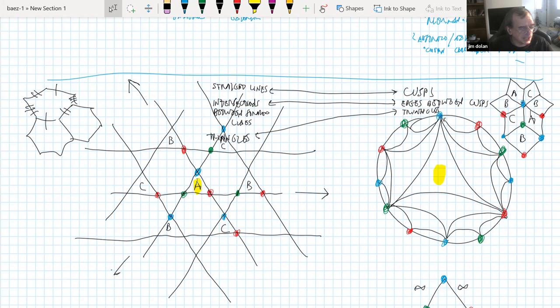I think it's sort of obvious that this must be the Eisenstein, because it's just taking a honeycomb and modding out by the translation symmetry, a regular honeycomb. Because it's got that symmetry. So I think it's sort of obvious that this is an Eisenstein elliptic curve.